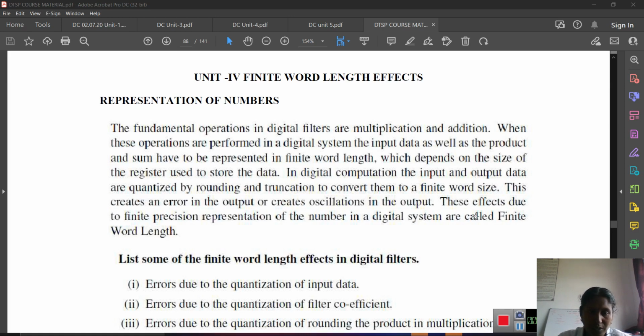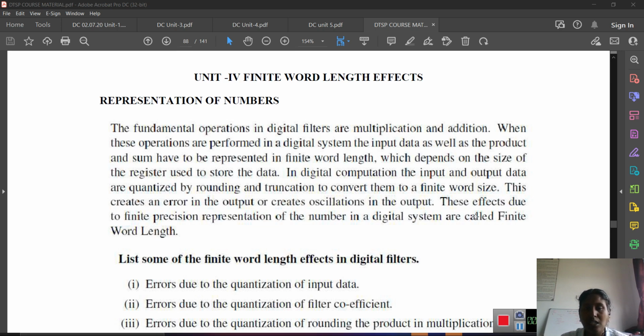Here, representation of numbers. The fundamental operations in digital filters are multiplication and addition. When these operations are performed in a digital system, the input data as well as the product and sum have to be represented in a finite word length, which depends on the size of the register used to store the data. For digital computation, the input and output data are quantized by rounding and truncation. It is followed here to convert them to finite word size.